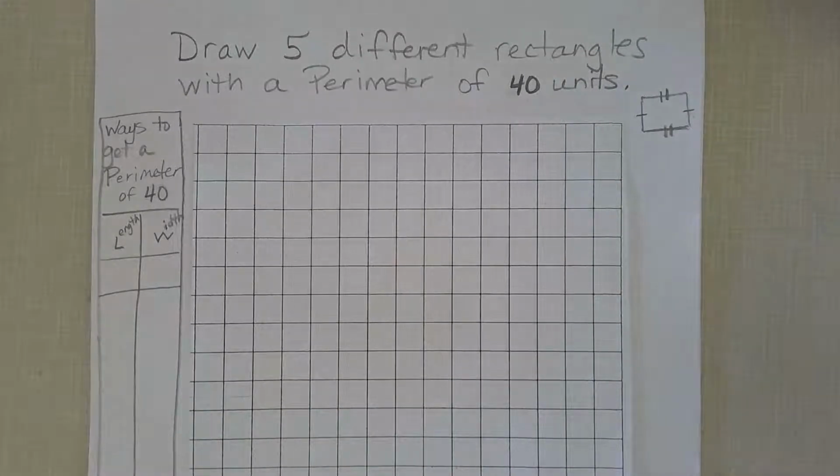All right, for today's task, we are going to try to find 5 different rectangles that have a perimeter of 40 units. In order for us to do that, we need to come up with a strategy, okay?